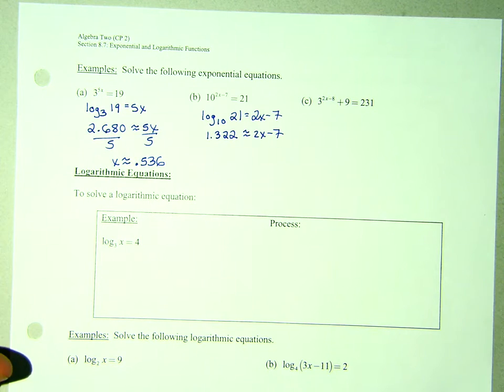Now, I guess here's the deal. I didn't actually need the change of base formula. Why do we not need it? It's already base 10, so really if you just typed in log 21, you'd get that same answer, because your calculator can actually handle base 10. If you didn't see that, though, change of base will work. We just don't need to.